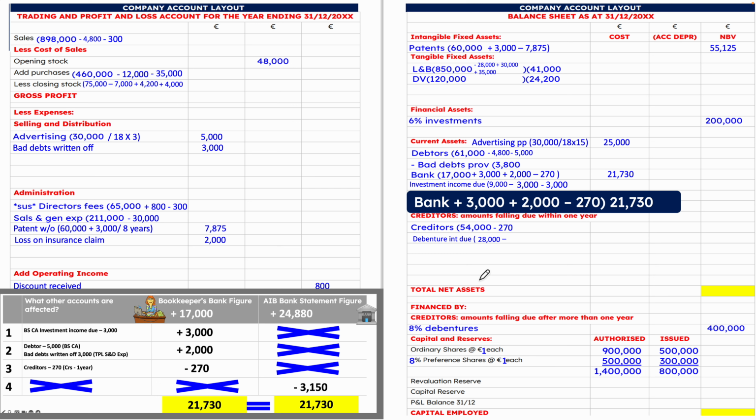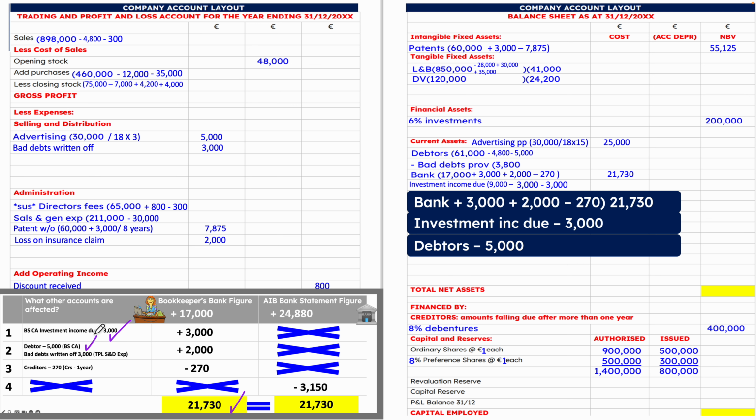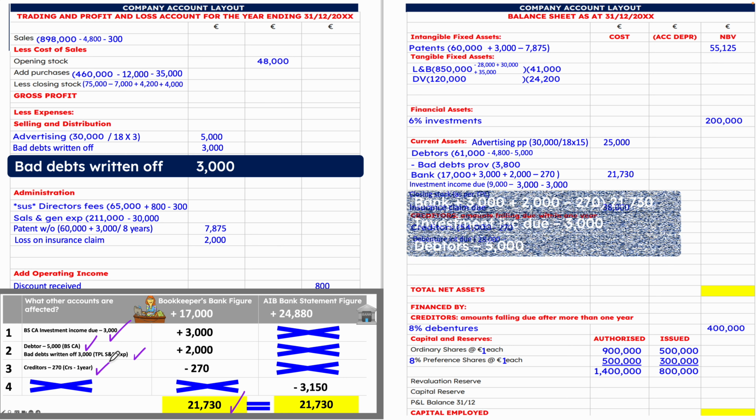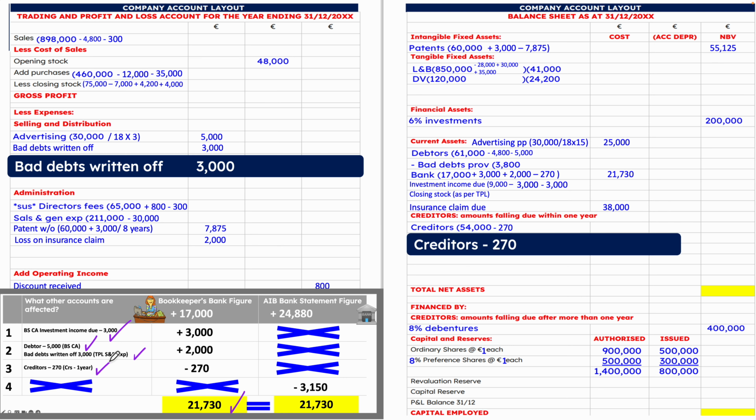So up in the current assets, we have the 17,000 plus 3,000 plus 2,000 minus 270, and that is 21,730. Okay, in the current assets, in the investment income due, we minus 3,000 from that. Okay, so that's entered as well. Then in the debtors, we minus 5,000. Okay, bad debts written off. Then in our salaries and general expenses, we minus the 3,000, put it into the expenses. And then creditors minus 270 in creditors less than 1 year as well. So we fire all of our figures in. And then that is the adjustment number 7 done.